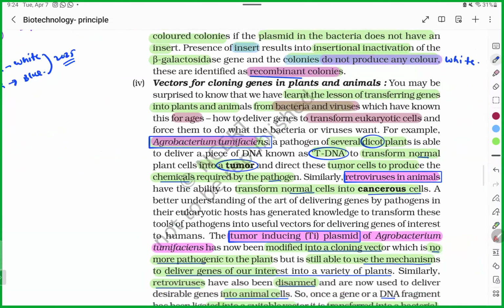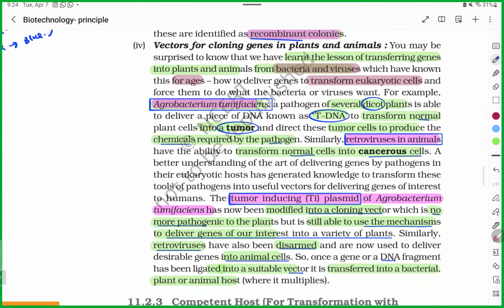Okay, 2025 question. Last. We learned the process of how to transfer a gene from a bacterium or virus, because here the eukaryotic cell is converted into a different form. Example, Agrobacterium tumefaciens. This is a bacterium that affects dicot plants, and it transfers one DNA known as T-DNA. What is the benefit? The normal cell will become a tumor. What is the benefit for the bacteria? From this tumor cell, bacteria will get chemicals for growth.